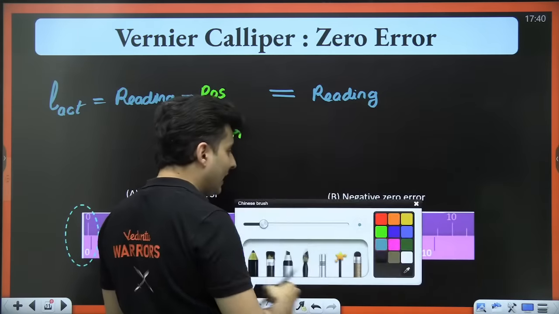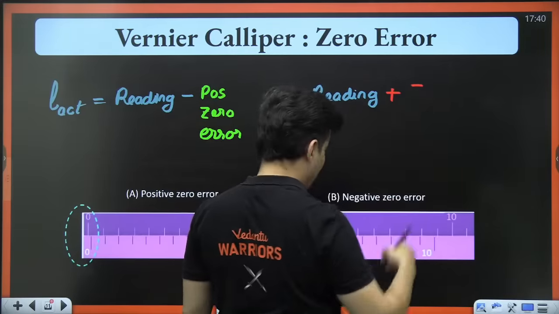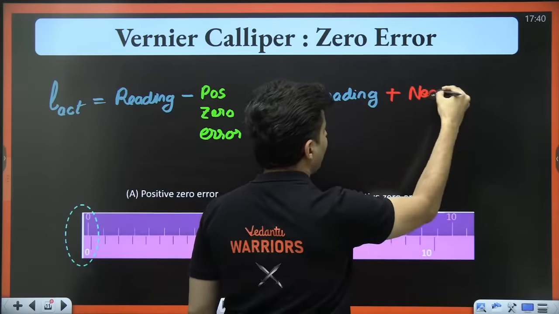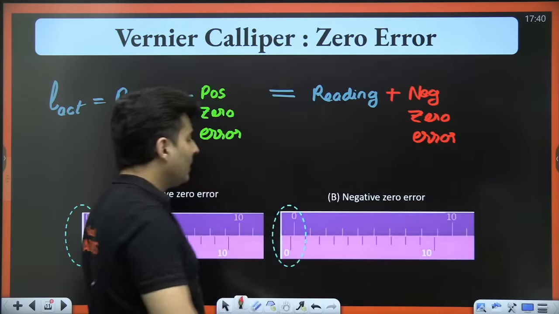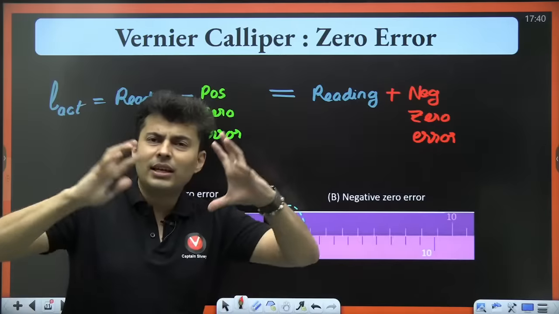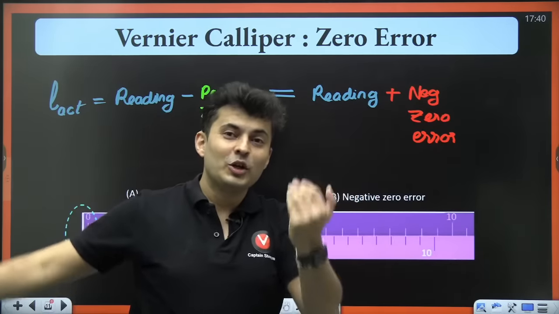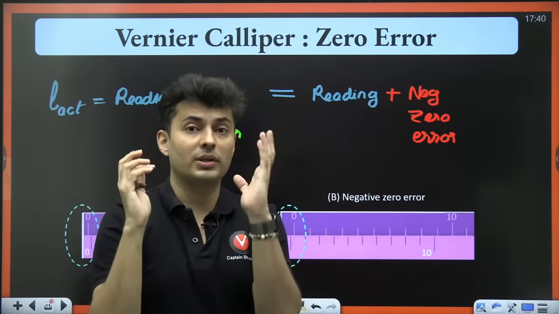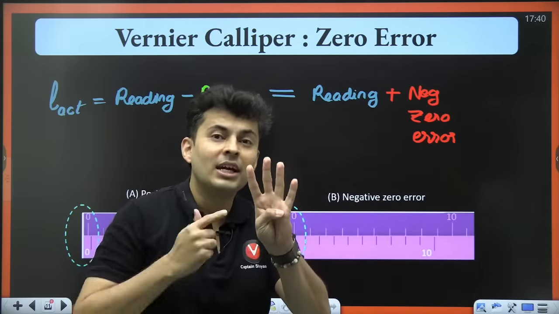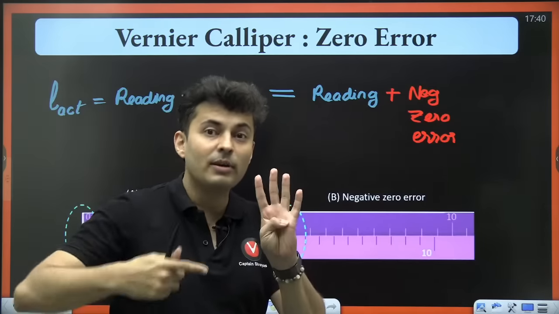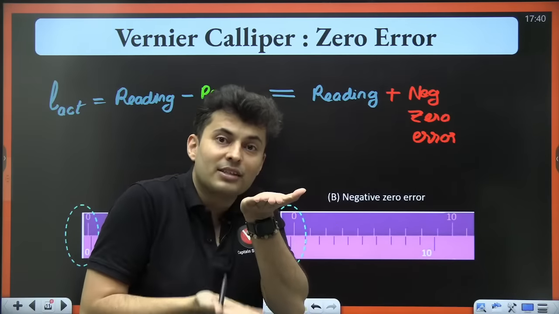But when it is minus, what will you do? You will add it, plus the negative zero error. Why should the negative zero error be added? Imagine when nothing is kept on a weighing pan, it is showing minus 1 kg. So when I stand on it, if it shows 40 kg, that means my actual mass will not be 40. It will be 40 plus 1.